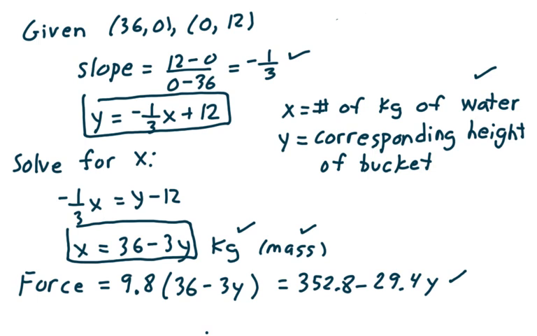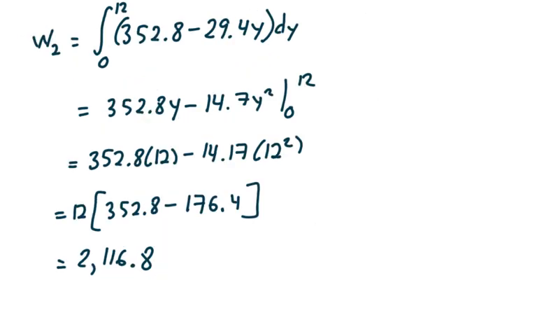And now I'm ready to integrate that. So W sub 2 is the integral from 0 to 12 of 352.8 minus 29.4y dy. And when we go through that integral, I claim that we get 2,116.8. So let me reiterate that that's the work required to move the water.